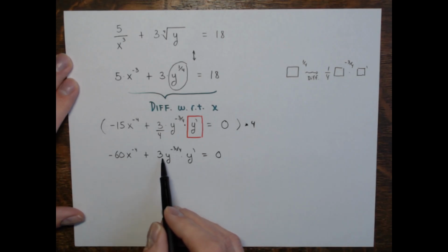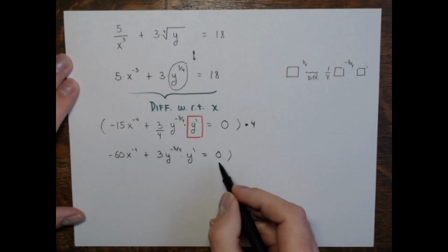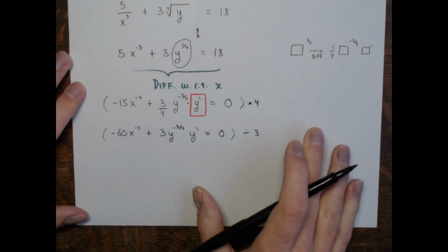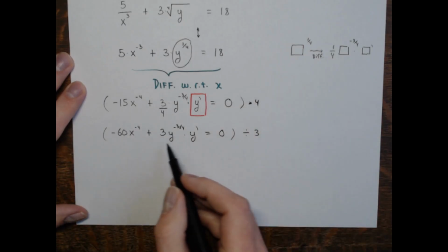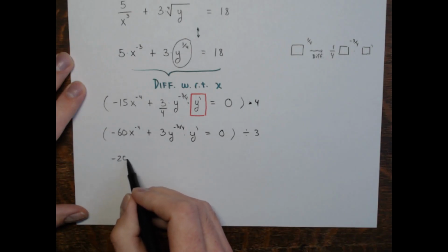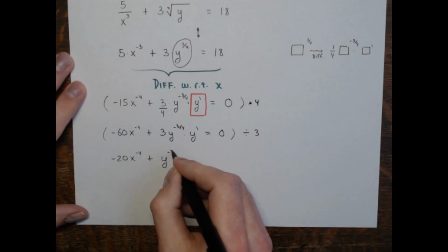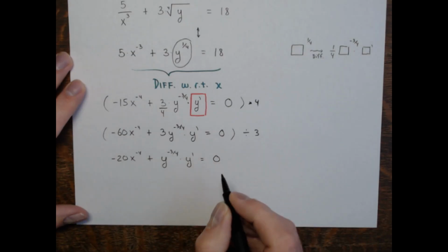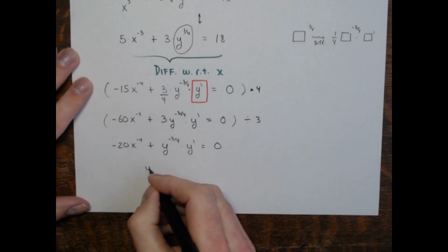I mean, even dividing by 3 would help too, right? Because 3 and 60 both have a common factor of 3. So I'm going to divide by 3 as well. Probably should have just multiplied by 4/3 earlier, but if I divide everything by 3, this would be negative 20 x to the negative 4th plus, and then just 1 y to the negative 3/4 power times y prime equals 0. And then I would add the 20x to the negative 4th.